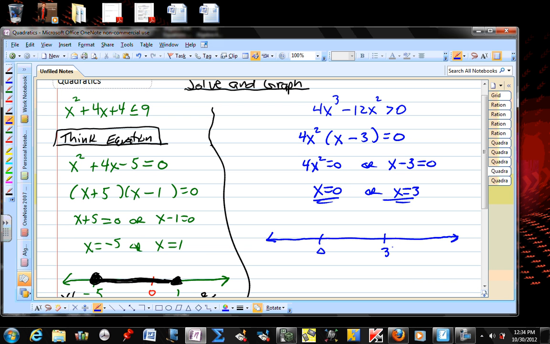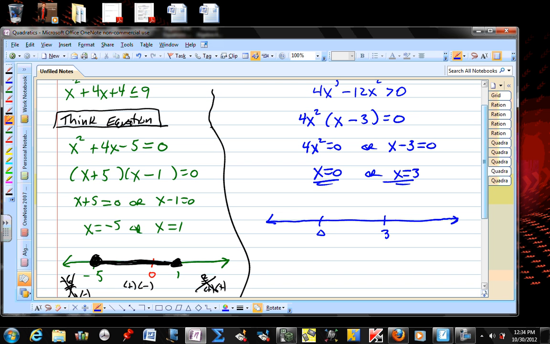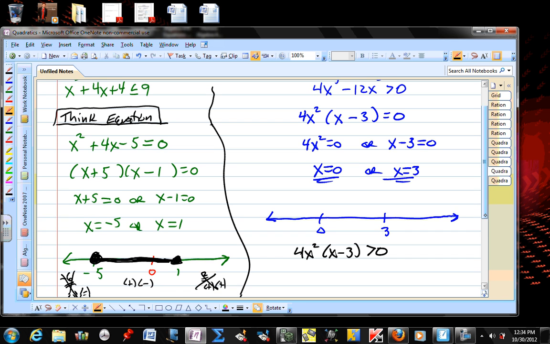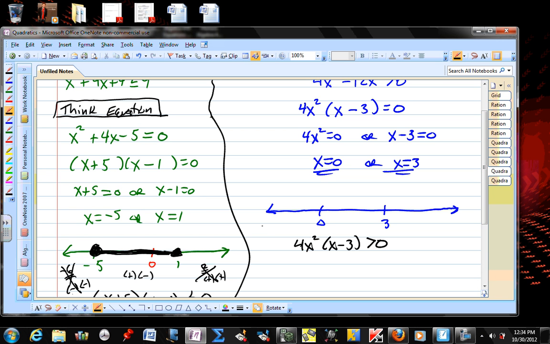Okay. Let's get to work. 0 is already labeled. So remember, we've got 4x squared, this quantity x minus 3 is greater than 0. That's our original inequality in factored form. Let's pick a number in the first region. Say -1. Put -1 in place of x. -1 squared is 1 times 4 is positive. -1 minus 3 is negative. Positive times negative is negative. Our negative is greater than 0, and the answer is no. So everything in the first region is false.